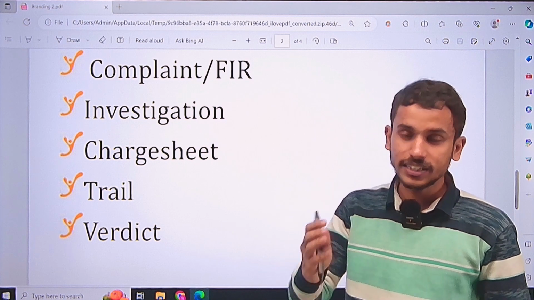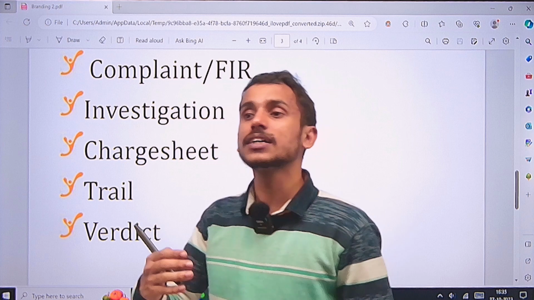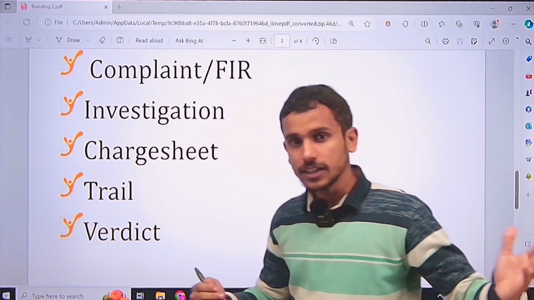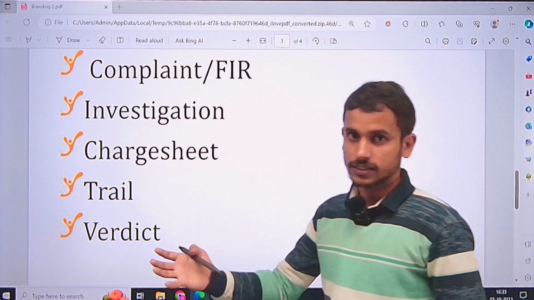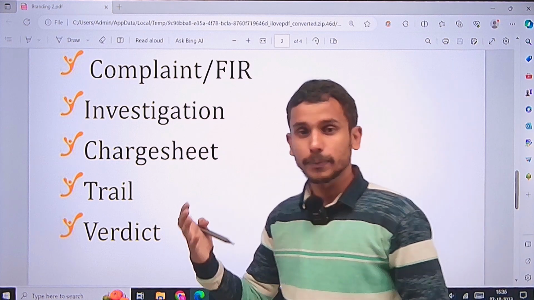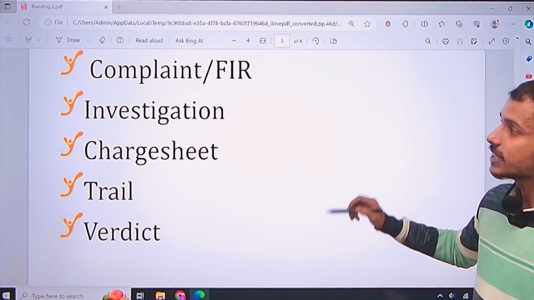When he is held guilty, we say that he is convicted. When he is not held guilty, that means he is allowed to go free. Then we say that either he gets convicted, or the second is he gets acquitted, right? So acquitted means the charges are not made out, he is not guilty, and convicted means he is guilty, right? These are some of the stages.